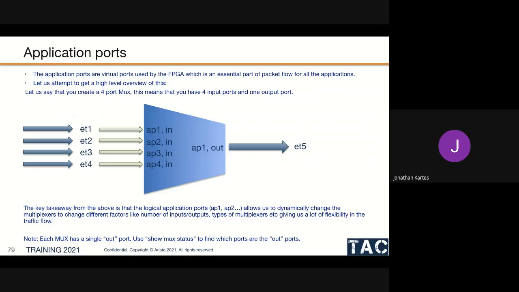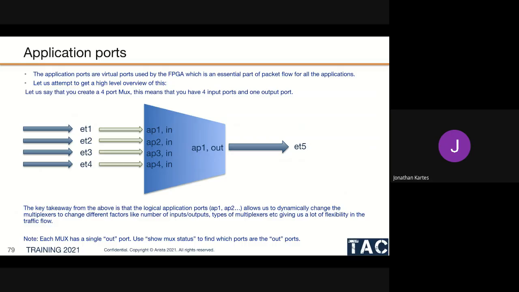How do you configure these? So we use this concept of application ports. Now, these are virtual ports that are used by the FPGA so that we can control what data goes into the FPGA and which data goes out of the FPGA, and how do we control that and figure it out, right? So in this example, we have a 4-port MUX.